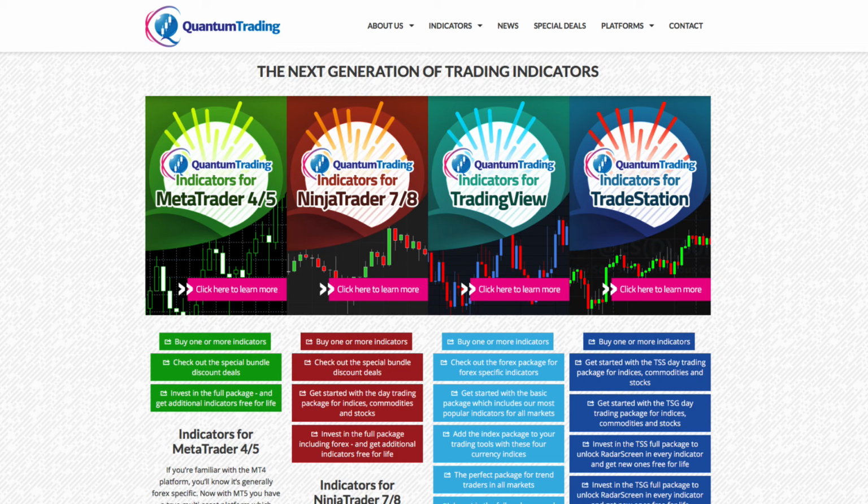First of all, you can move your indicators from platform to platform. So if you start with one platform, you perhaps want to move to another platform, that's perfectly fine. We don't charge you for that. We just transfer your indicators across. We have a lot of customers who start perhaps with MT4 or TradingView, then they want to move to TradeStation or NinjaTrader. Perfectly fine, we do that for you, absolutely no charge at all.